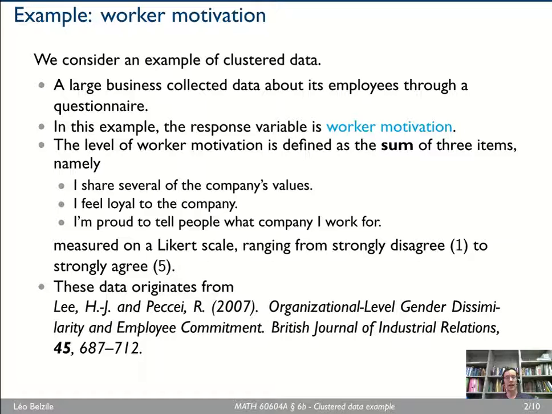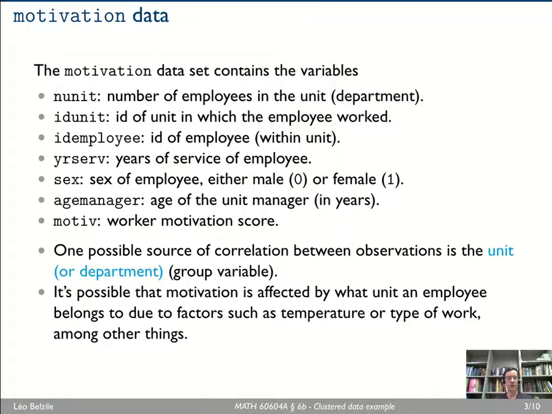These data come from a study published in the British Journal of Industrial Relations. They were interested in employee commitment and gender dissimilarity. So we have the following explanatory variables: the number of employees in the unit, which is going to be the same for every person in a department, and the ID of the unit. You can think of the people at HR, then the people at IT, and so on, and we've just assigned them a label, so this is just a number, but the number is arbitrary.